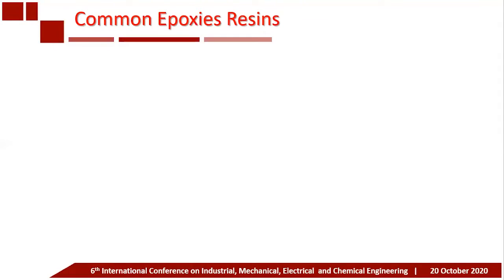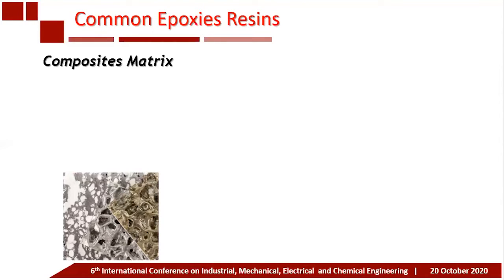Commonly, you can find these resins as a composite matrix, because this composite should be bound with a special material that has higher tensile strength, and the epoxy resin gives tensile strength ranging from 90 to 120 megapascal. And this epoxy has a glass transition temperature that ranges from 150 to 220 degrees Celsius. So it is appropriate for a composite matrix.